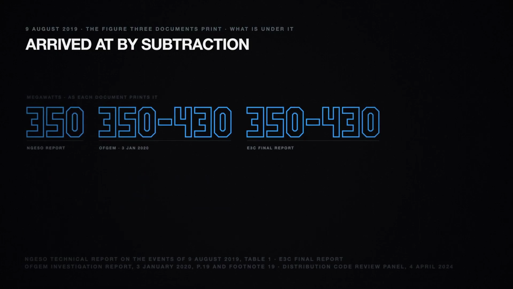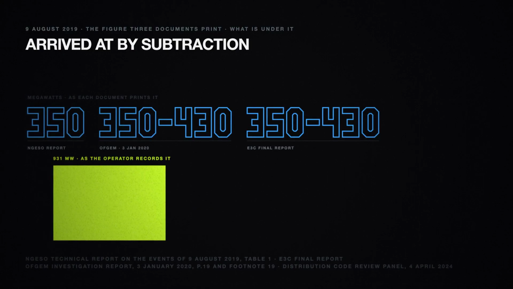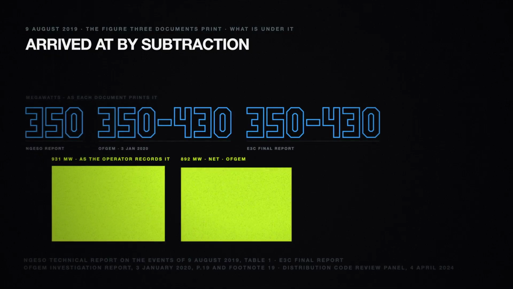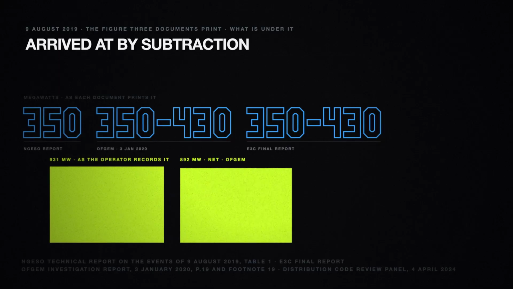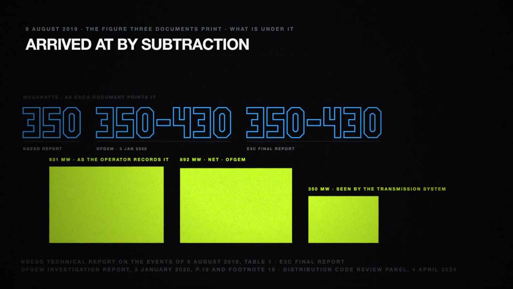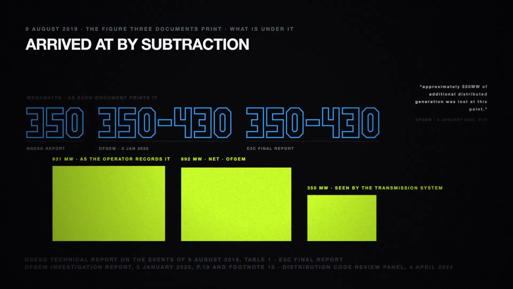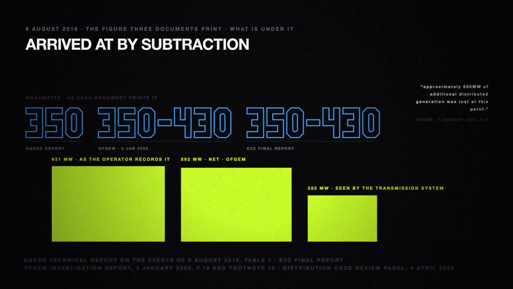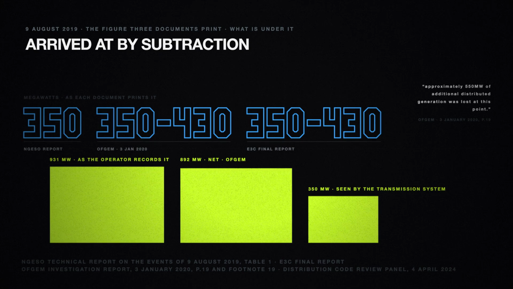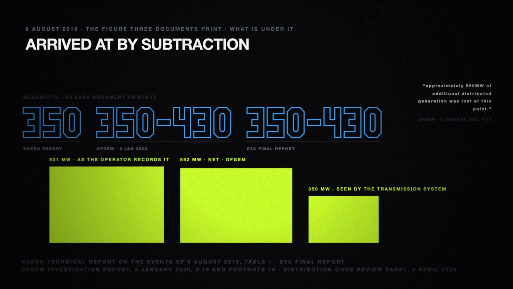The same blindness runs through the demand figures. The operator records 931 megawatts disconnected. The net demand reduction seen by the transmission system was only 350 megawatts, indicating that approximately 550 megawatts of additional distributed generation was lost at this point.